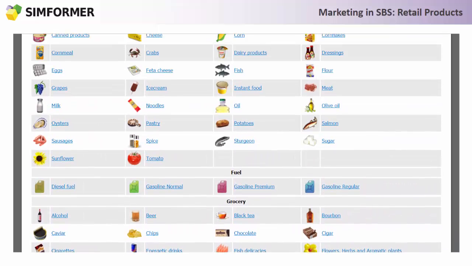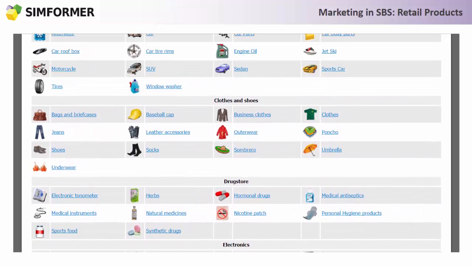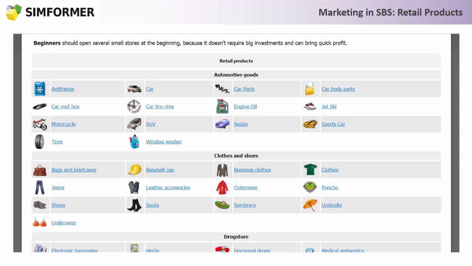Now take into consideration that all these can be provided in one store at the same time, meaning the product mix can vary from store to store, and it's absolutely up to you what you want to sell and what price and what will be the final product mix available. If you want to make a very small specialized store, it's up to you. If you want to focus or you want to make a supermarket, it's also possible.